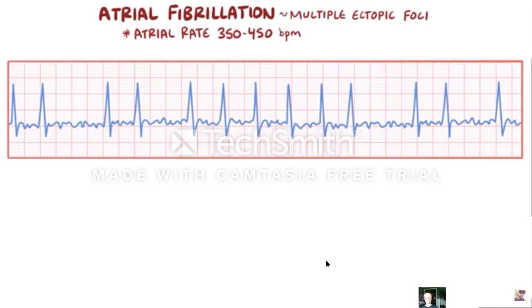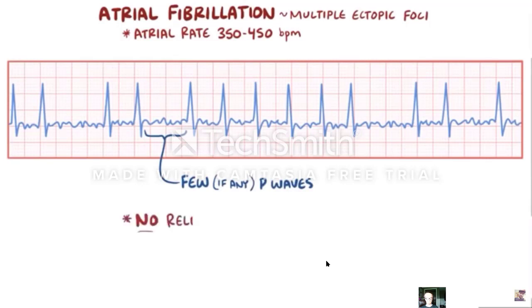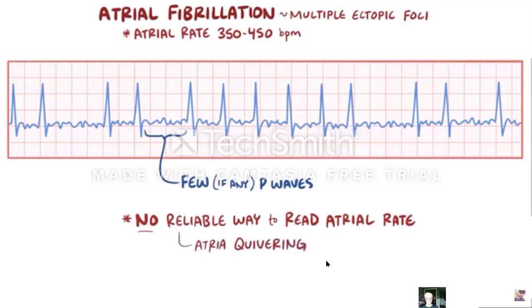In this case, the ectopic foci fired too quickly for the atria to be fully depolarized by any one of them. So there are few, if any, actual P waves. Without P waves, there's not a reliable method of determining the atrial rate just by looking at an ECG strip. And the heart rate's really just an estimate, because at this point the heart's just sort of quivering.